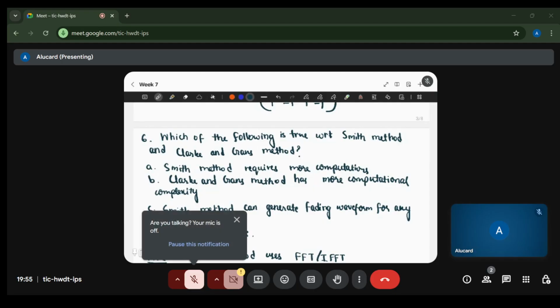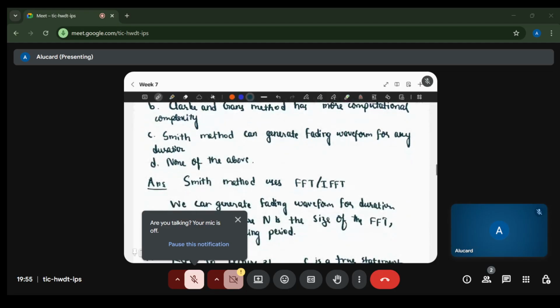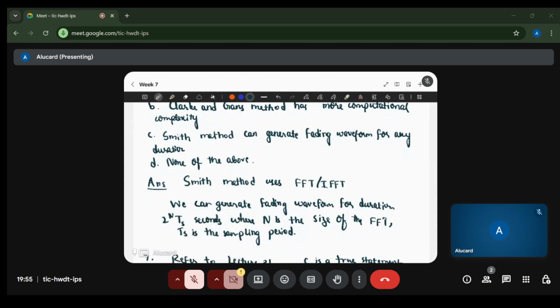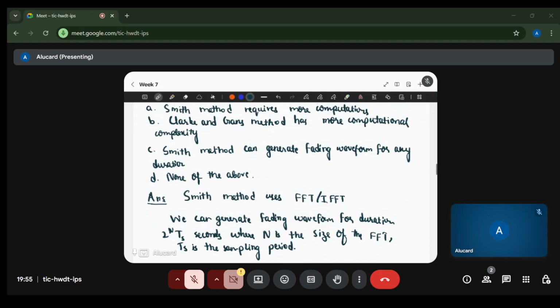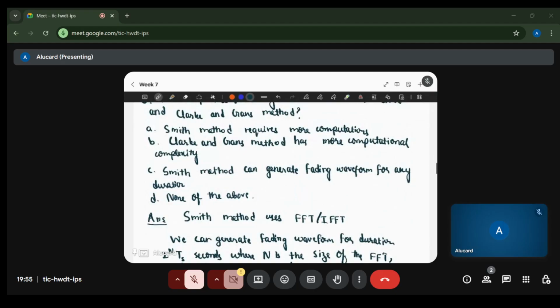So I'll give you a few hints to solve this question. First is that the Smith method uses FFT or IFFT. So does FFT reduce the number of computations required, or does it increase, or is it the same? Based on that you can answer whether A and B are correct, which one of A and B is correct.